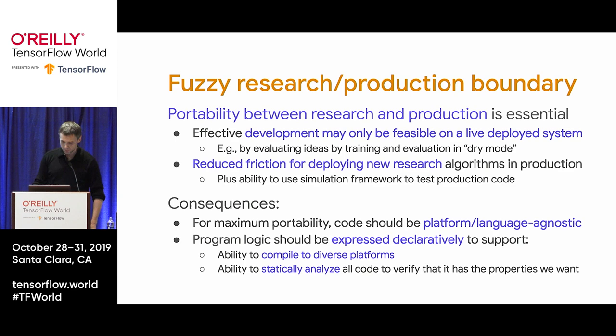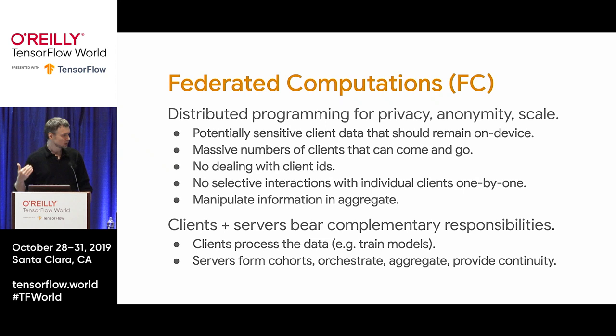Okay, so where do you start? The basis of building programs in TFF is a federated computation. This is a generalization of federated learning. So, we have clients that have sensitive data. There are very many of them. They do all the training. The server orchestrates these computations and provides continuity over time. The clients want to be anonymous, so whatever operations we do on clients have to be an aggregate. That's in essence what defines a federated computation. How do we create those?